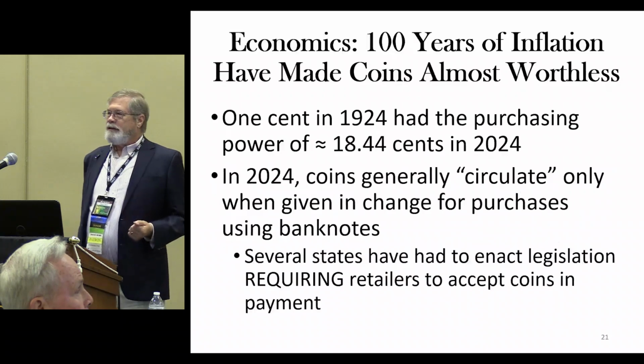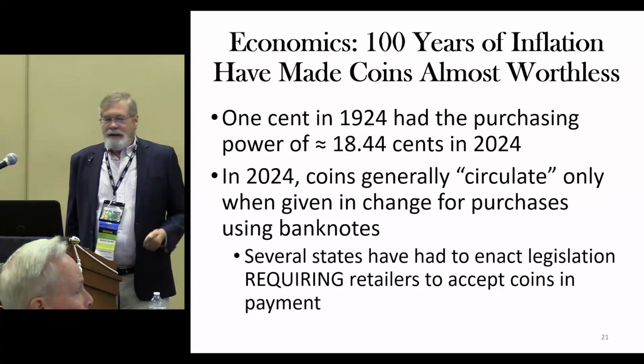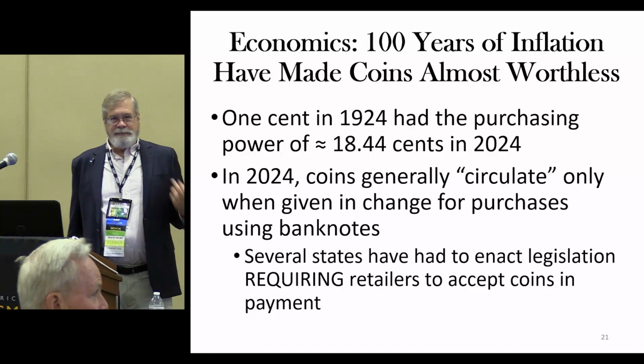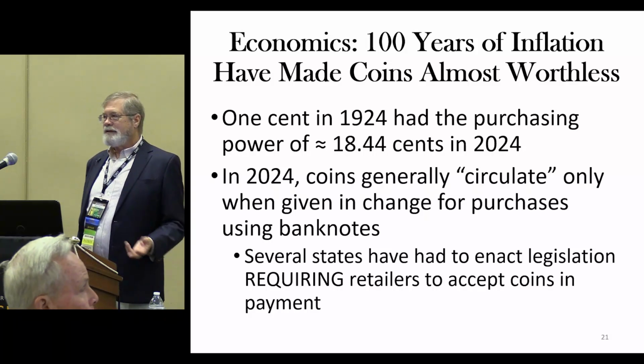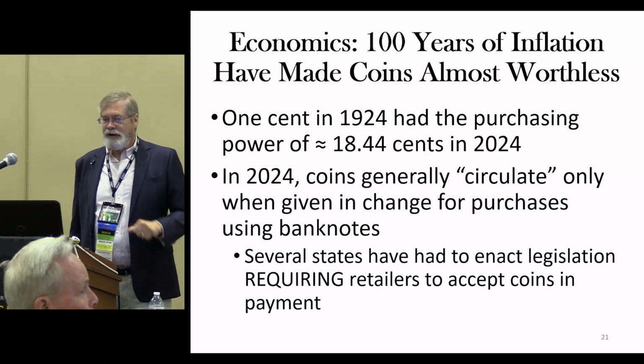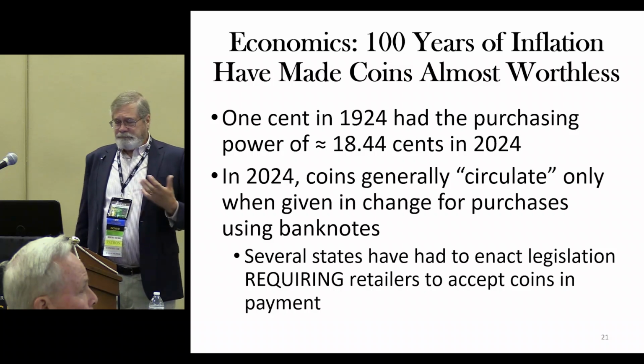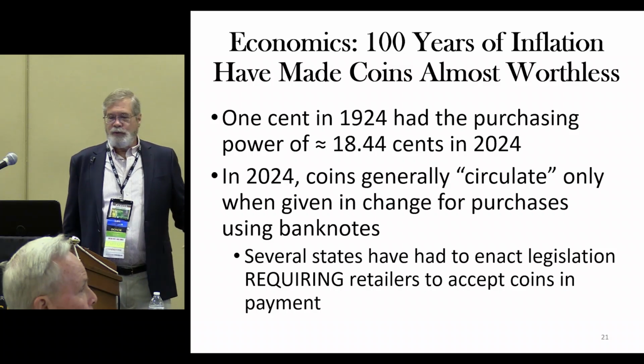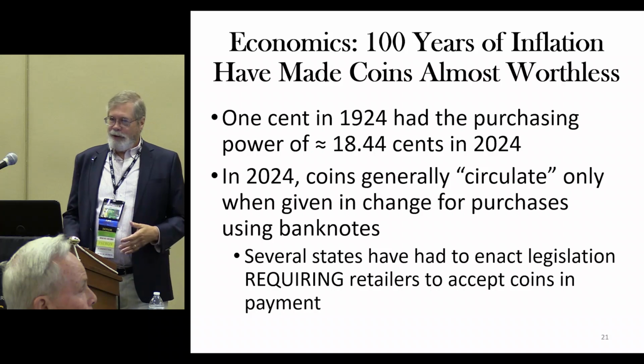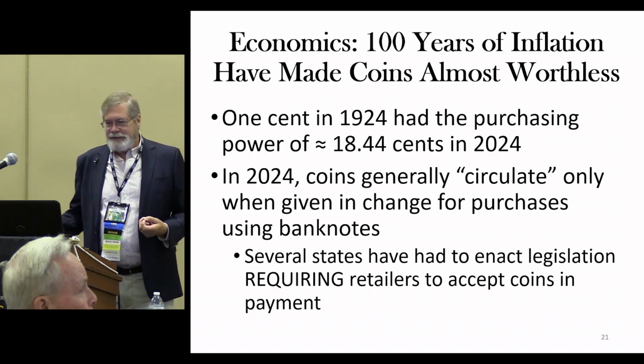So what's the big thing in economics? It's inflation. A cent in 1924 had the same purchasing power as about 18.5 cents has today. So that's a huge drop when you think about it. And of course, that's the same for all the other coins that we're circulating. They all have much less purchasing power than they did then.